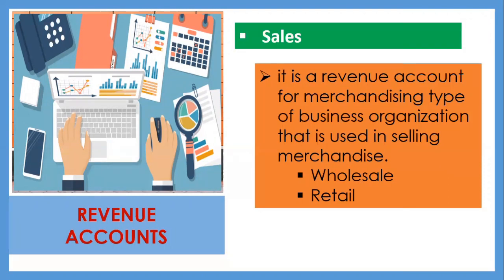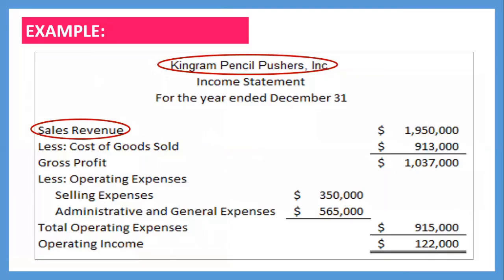In order for us to better understand this, let me show you an example of an income statement. As you can see on our sample income statement, the name of our company is Kingram Pencil Pushers Incorporated. Technically speaking, this is a merchandising type of business. This is about wholesaling and retailing. Since this is a merchandising type of business, the first account name or title that should be appearing on your income statement should be sales revenue, or simply sales.